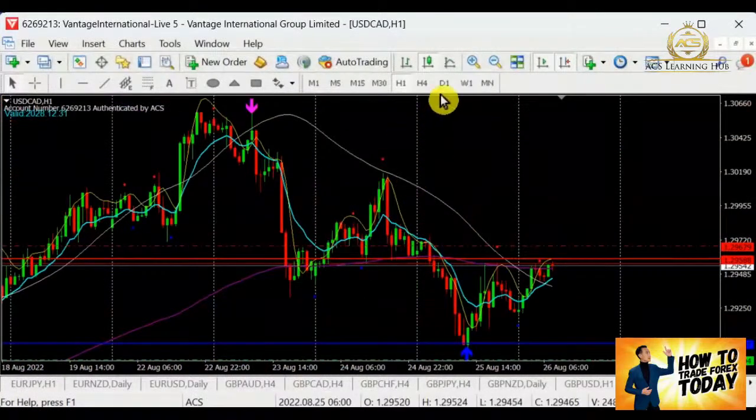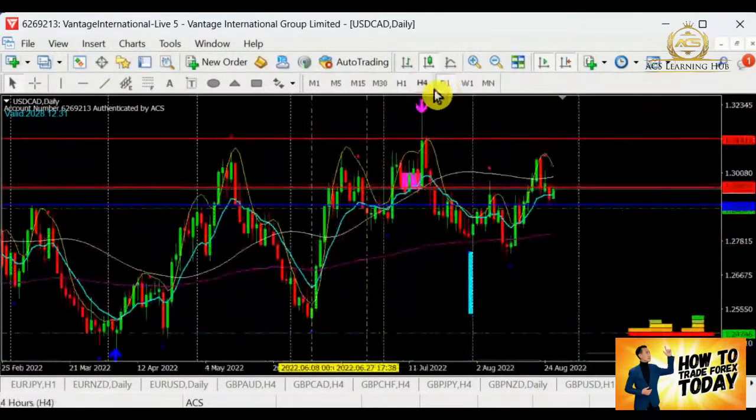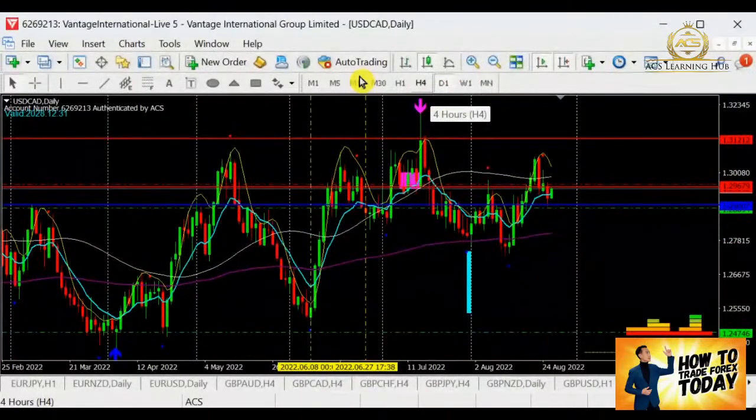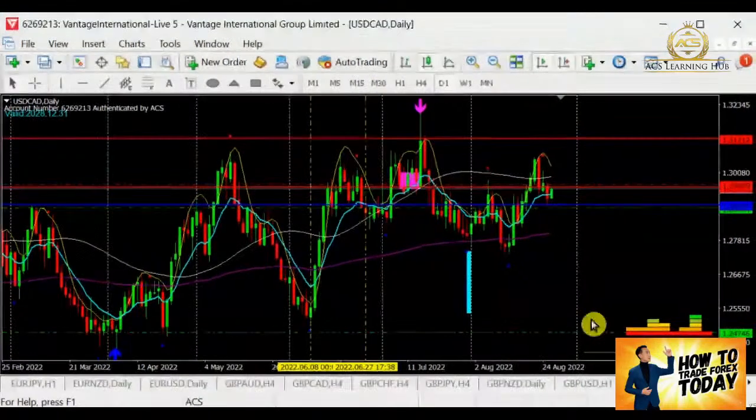So how about dollar CAD? Dollar CAD yesterday had a bit of selling down. Then today we have buying. This is a retracement, so tentatively I'm going to skip this for selling.